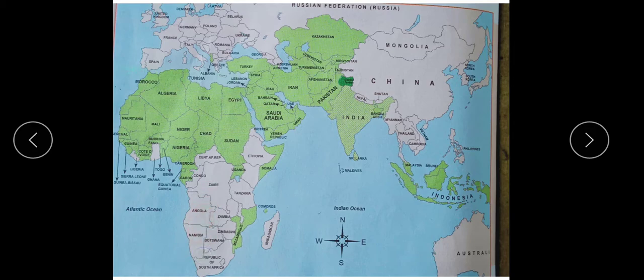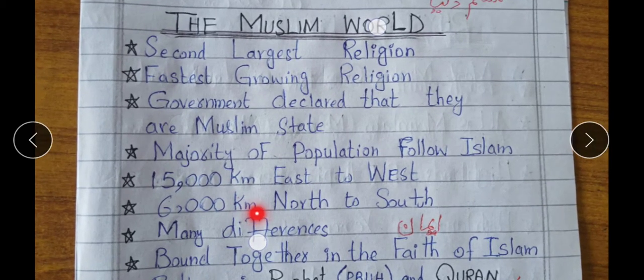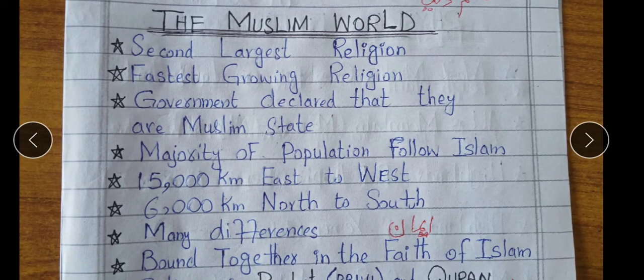I am telling you these things because we will discuss them in our lesson, since the discussion of the map is very important. So let me recapitulate what we have read in our first paragraph. The first paragraph is telling us that Islam is the second largest religion.